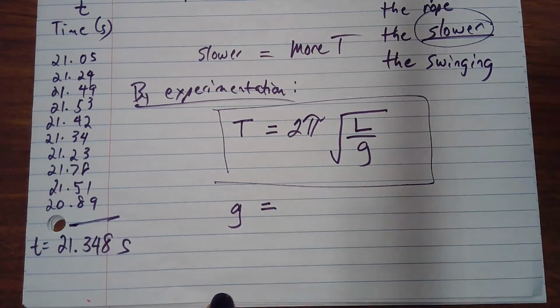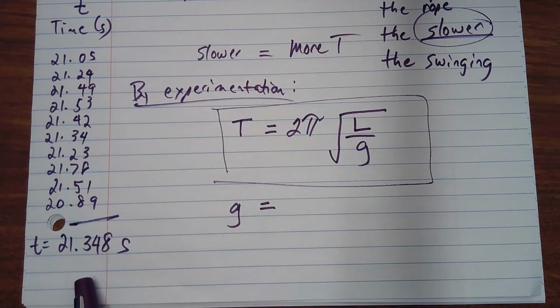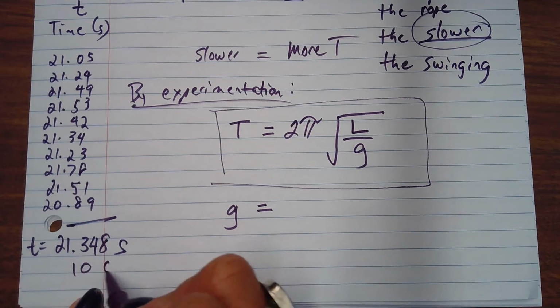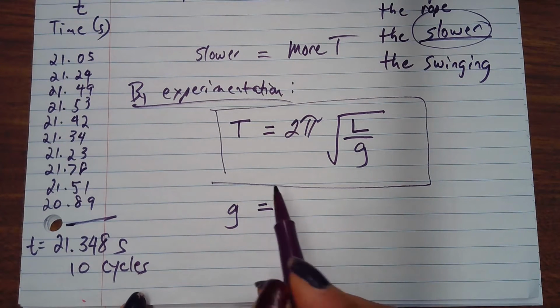Ready to get back together here. Okay, so this is our average time for the 10 cycles: 21.348 seconds. I'm not going to round off right now because we want as accurate as we can. Now this is the 10 cycles though, right? So how do I know how to calculate for 1?